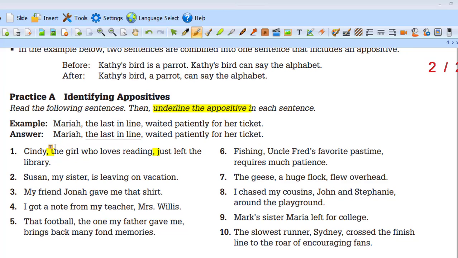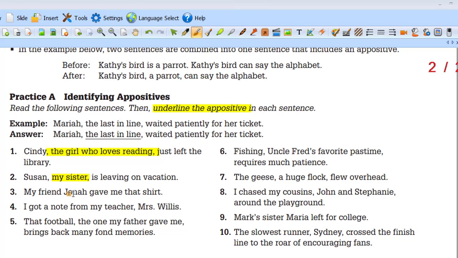But if it's important, do not use a comma. Okay? So we have to erase or underline this part. This is the appositive phrase. It's here. As you can see here also we have my sister, the appositive phrase. Here we don't have a comma. In number three, we don't have a comma. It means that this appositive is very important, is essential.